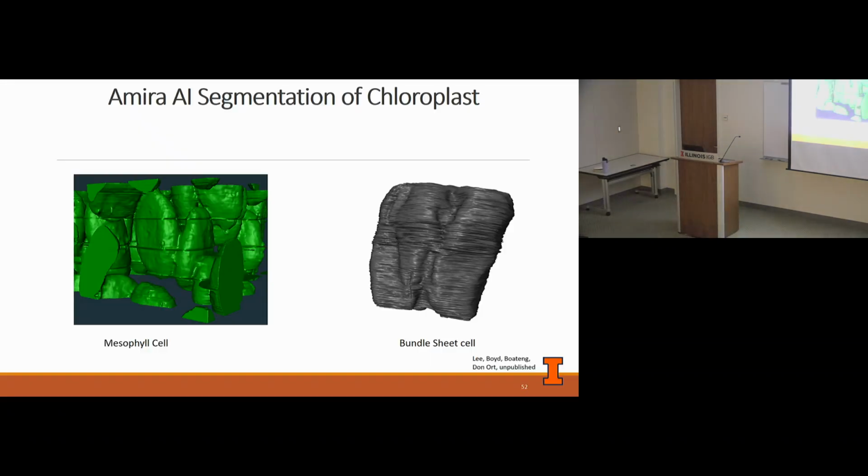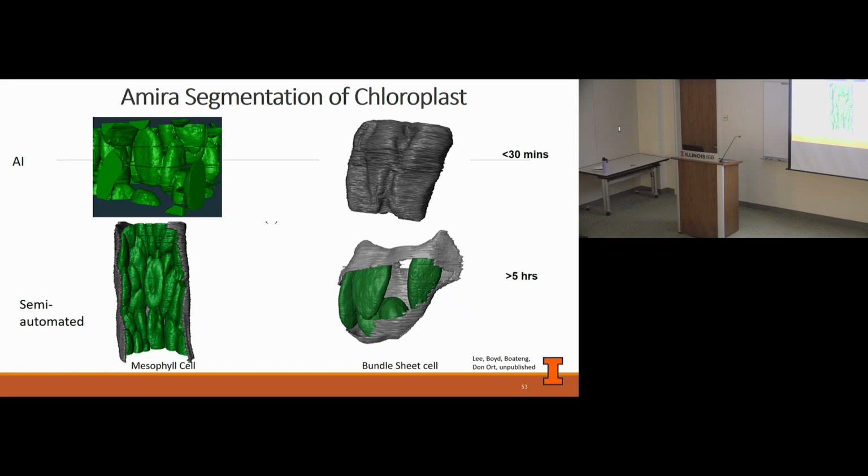And so Lee, before he left, tested this. This is AI-assisted segmented data for both mesophyll and bundle sheath cells. Compared to the one that he did for the publication, this you can do in under 30 minutes. That took 5 hours to days.